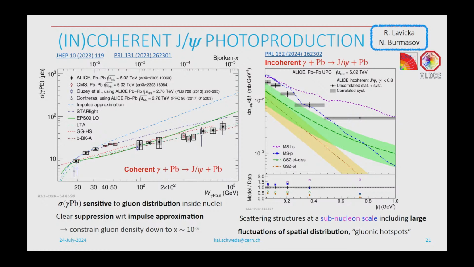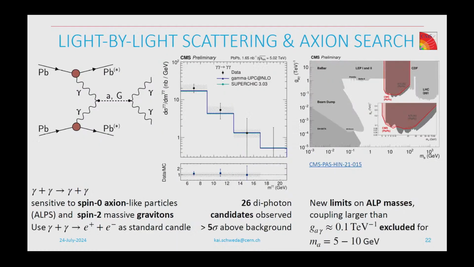This is the data on J/psi production as a function of the energy in the photon-lead system. There's a large deviation from linear superposition of nucleons, and it also indicates gluon fluctuations. Models in the incoherent process which incorporate large fluctuations of the gluon densities, so spatial and local fluctuations of the gluon densities, can better describe the data. So there seem to be hotspots in the gluon distribution.